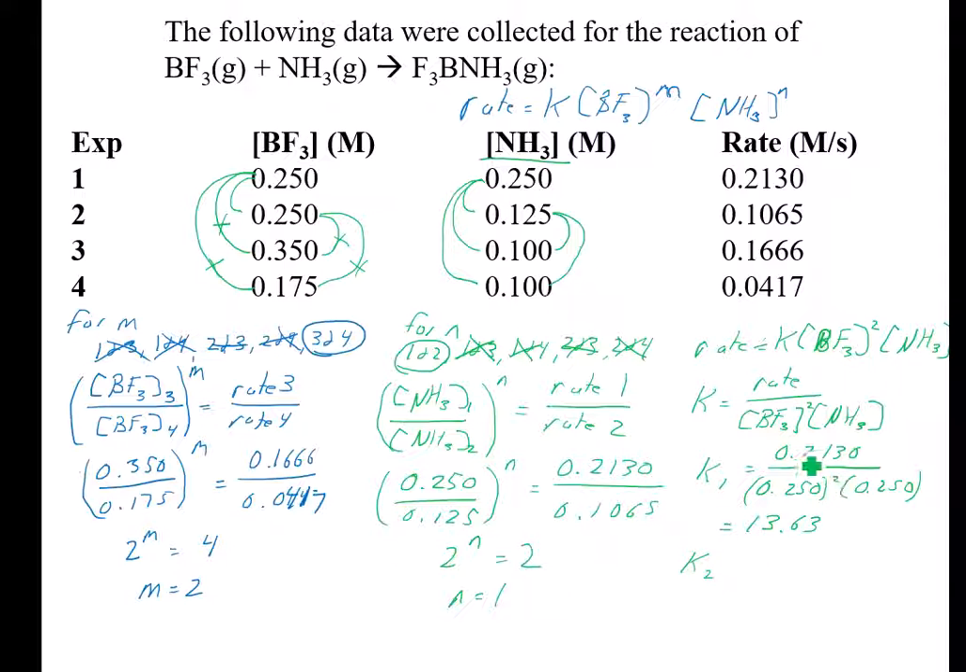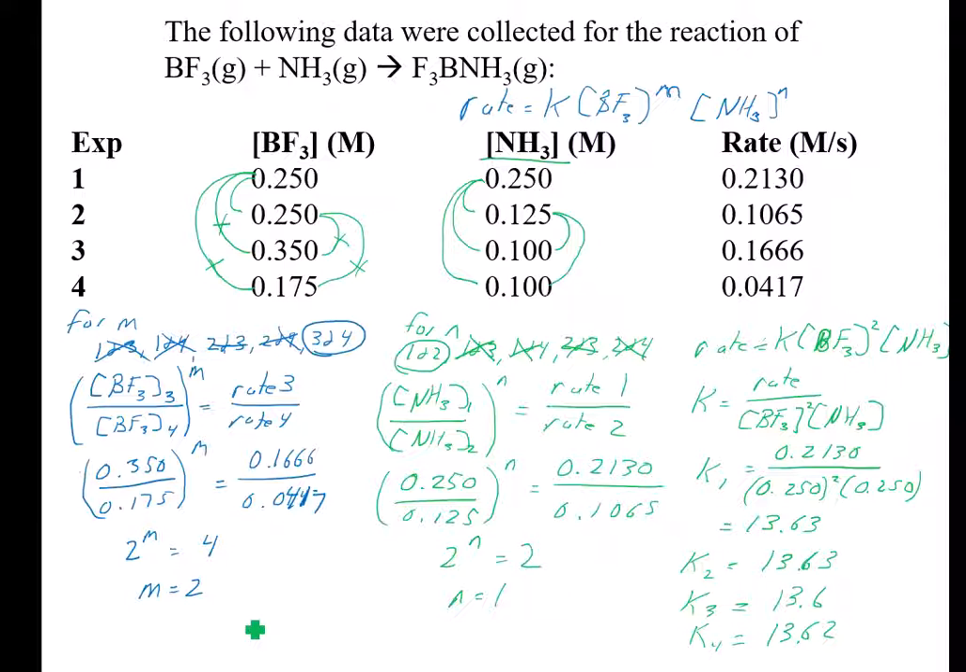K2, this value becomes 0.1065, this stays 0.250 squared, and this becomes 0.125. When I do that, I also get 13.63. K3, same process, gave me 13.6. And K4 gave me 13.62.